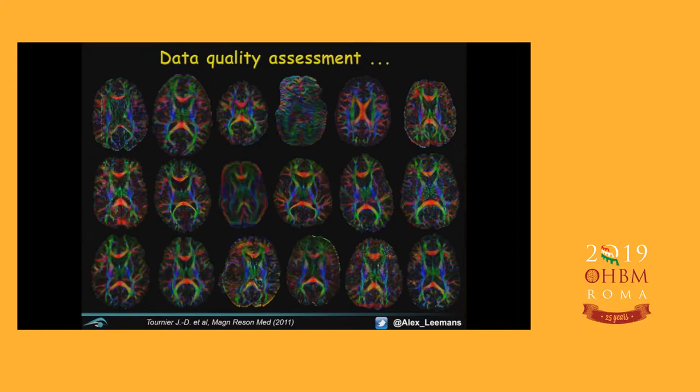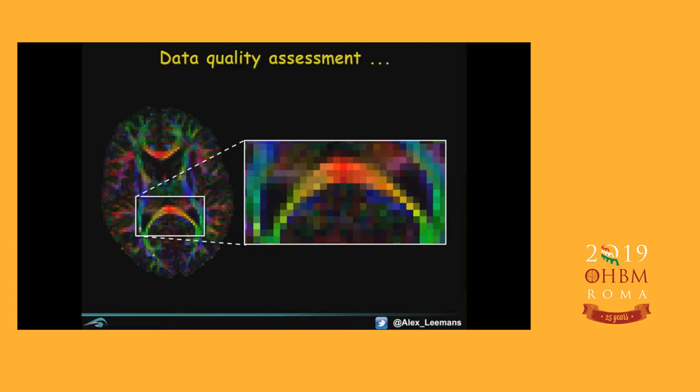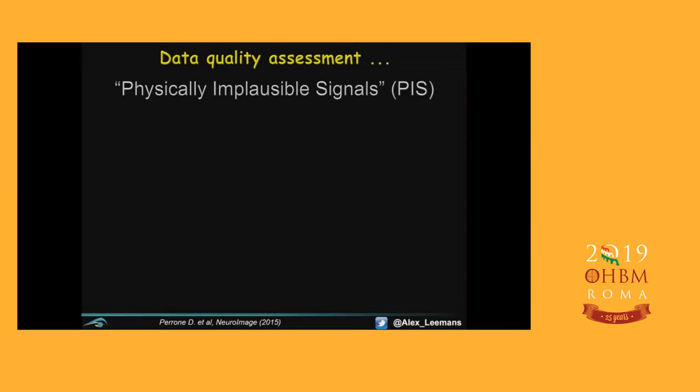Okay, moving on to this one. Again, even less obvious what the artifact is. So I asked a few diffusion experts, what's the artifact? And they're like, well, I can't really say. Well, I have to say something about PIS here. I know I should have chosen the acronym more diplomatically, but the point I want to make is we don't want PIS in our data, okay? And so PIS stands for physically implausible signals.